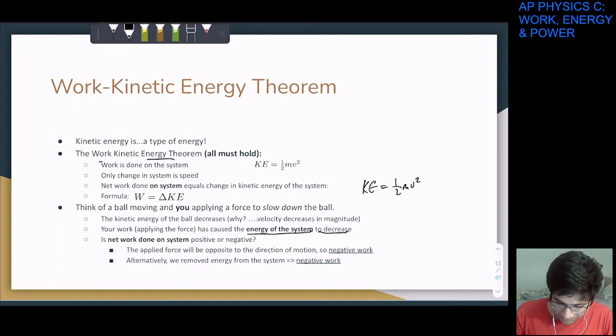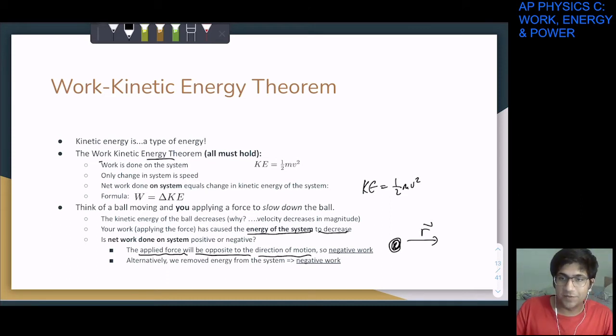And now we have to think, okay, is it positive or negative? Well, there are two interpretations. One is that the applied force will be opposite to the direction of the motion. So, if the ball is going this way, as a displacement vector, how do we slow it down? Well, you want to push opposite.